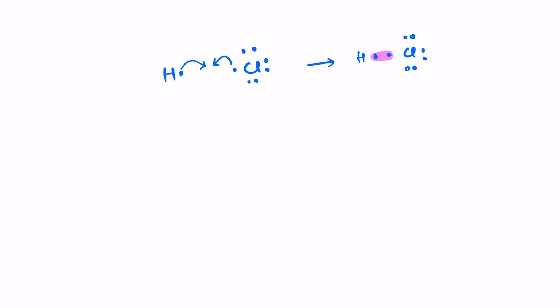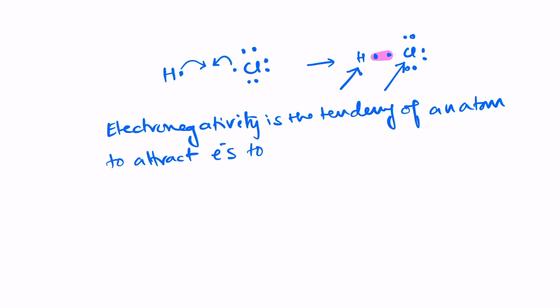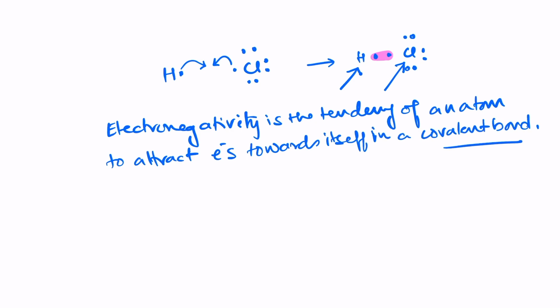That's because the chlorine is different from the hydrogen, and both these atoms have different tendencies to attract electrons in the bond towards themselves. Okay, now this tendency is called electronegativity. Okay, so we can define electronegativity as the tendency of an atom to attract electrons towards itself in a covalent bond.